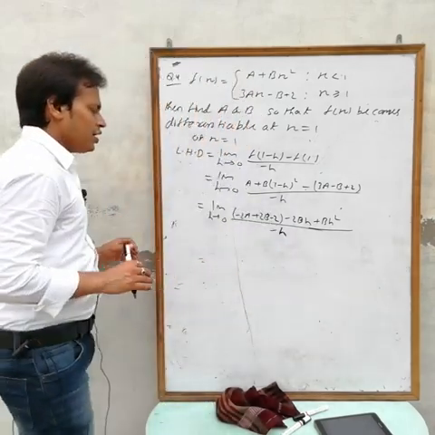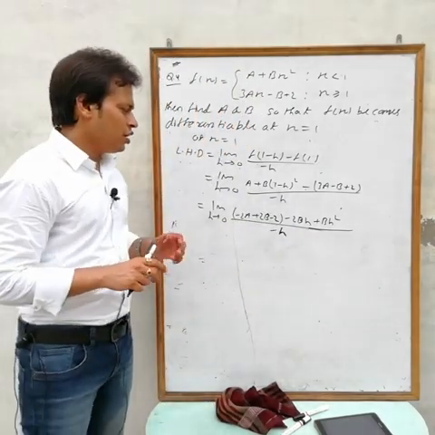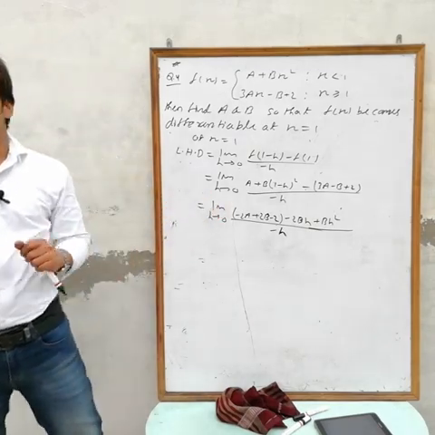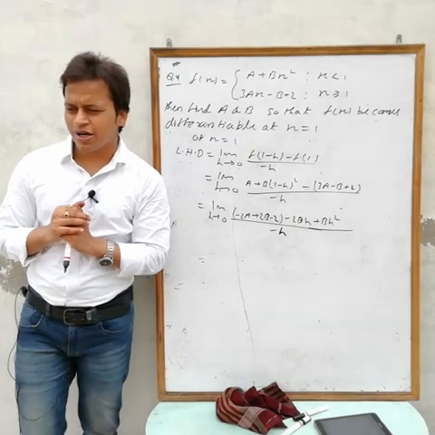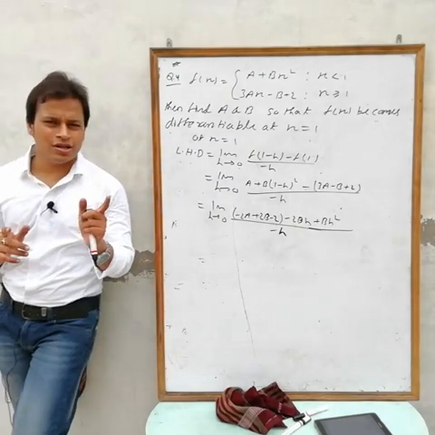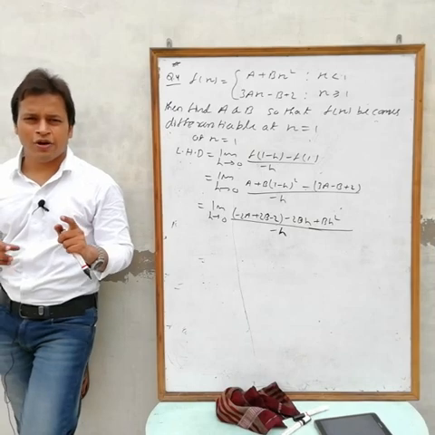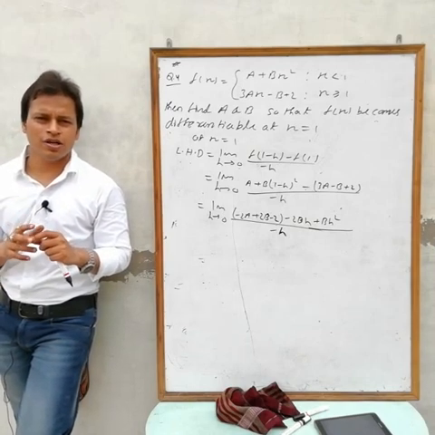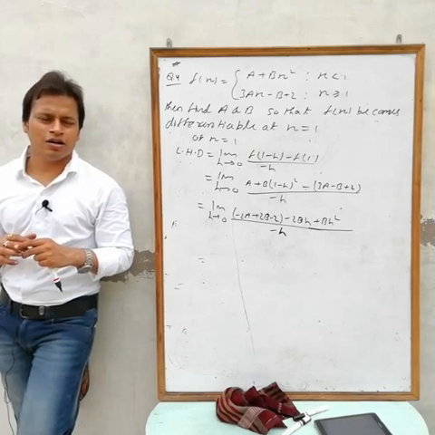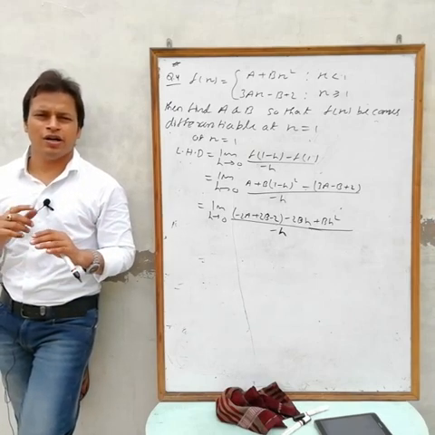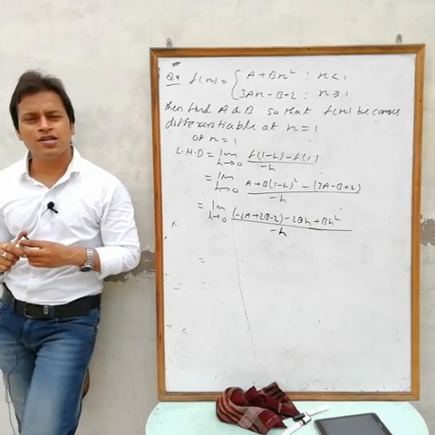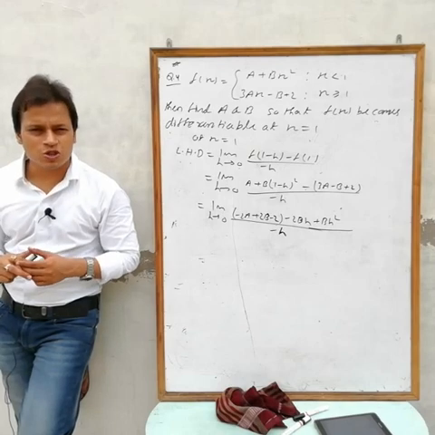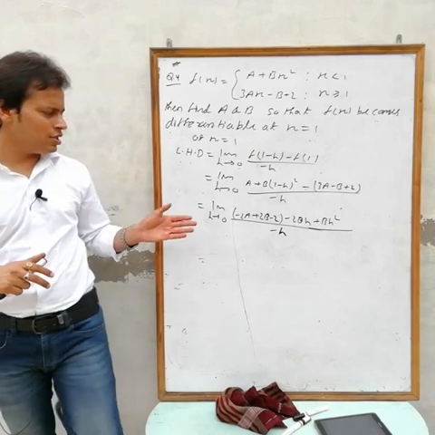Now see, here h is tending to 0 and LHD must be finite. Okay, now if you remember, if the limit h tending to 0 or x tending to 0 is finite, and in numerator and denominator we have both in terms of x, then the minimum power must be same. If the limit is finite and x is tending to 0, then the minimum power of x must be same in numerator and denominator, same in case of h.